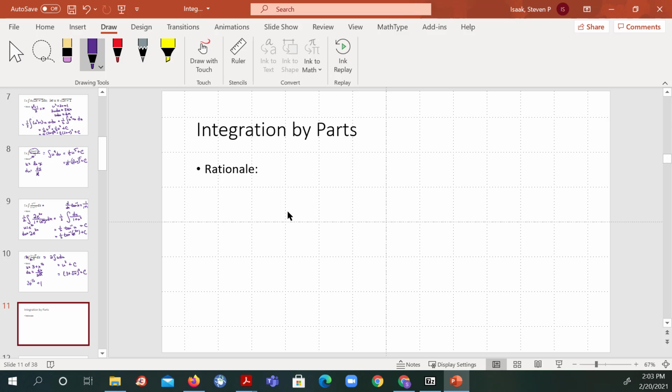Now, integration by parts, it's how we integrate a product.